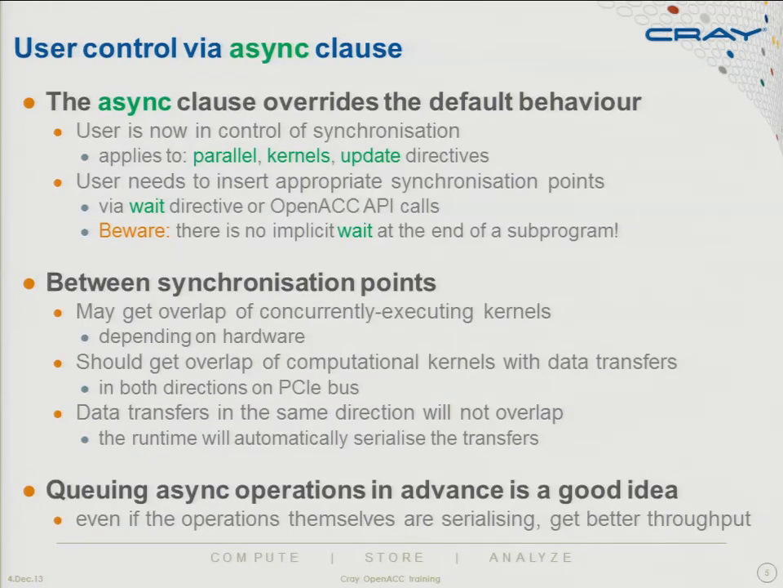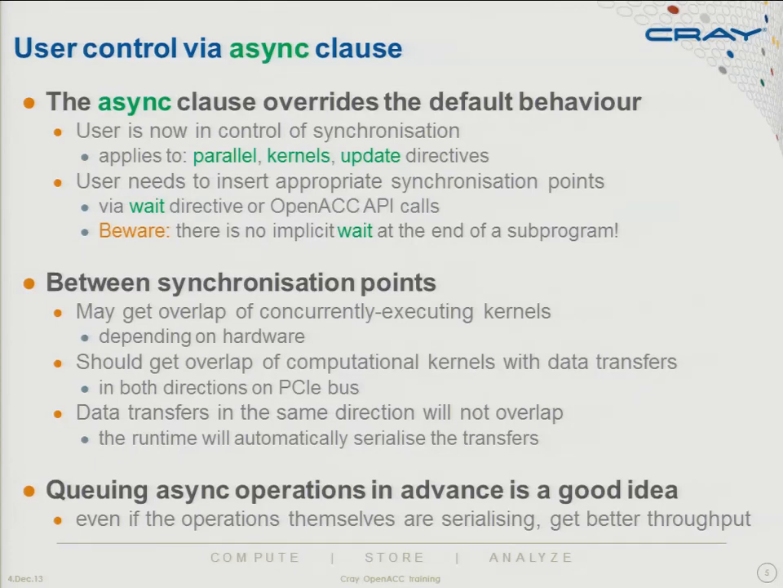But it's probably the case that if there is a way to exploit asynchronicity in your code, you probably need to do it yourself with user control. So there is this thing called the async clause that you can put onto the parallel or the kernels or the update. And instead of waiting for this operation to finish, it will happen in the background. You are then in charge of waiting for the result to be ready before you use it, for that kernel to finish or for the data transfer to finish. If you don't wait, you will get the wrong answer. There's no protection when you start using this. It's all up to you.